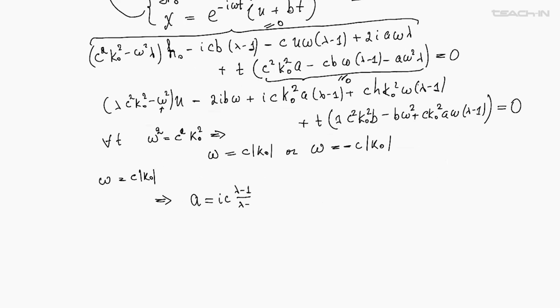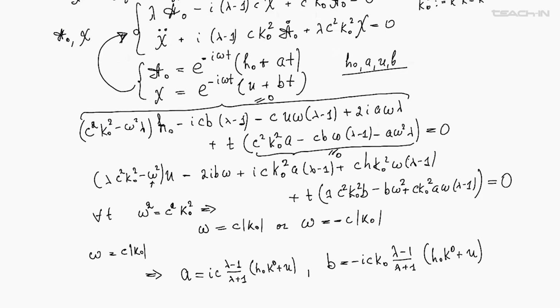H0 K0 plus U, and B is minus IC K0 lambda minus 1 divided by lambda plus 1, H0 K0 plus U. So let me remind that H0 and U, these are two variables which are constants entering the ansatz for A0 and chi, and A and B we have determined through this H0 and U. And this is how they look like.